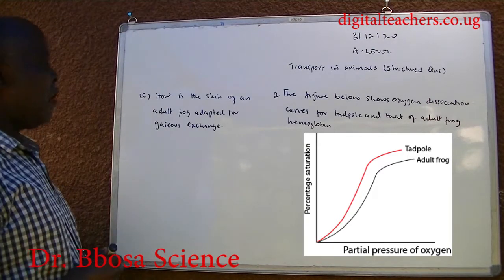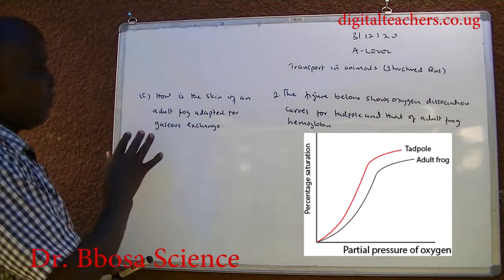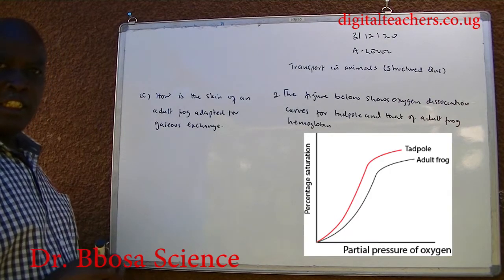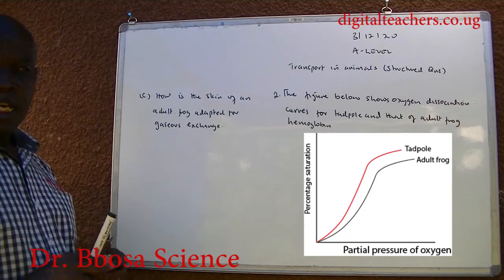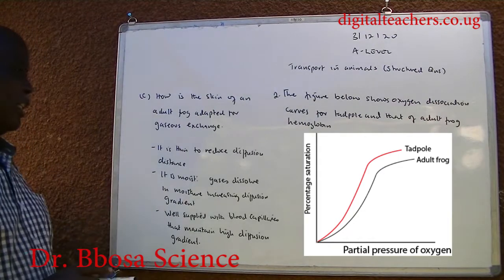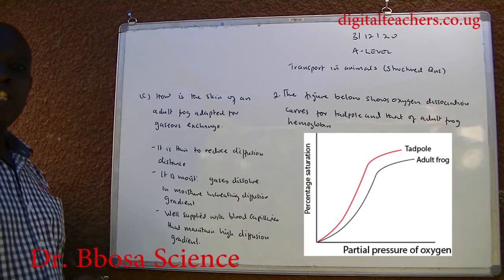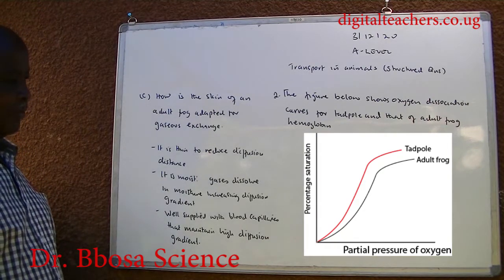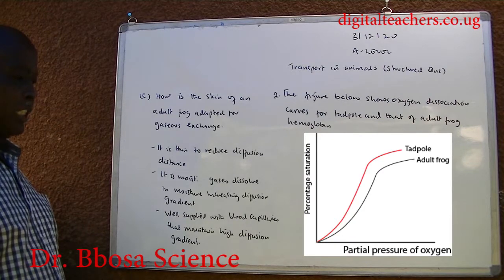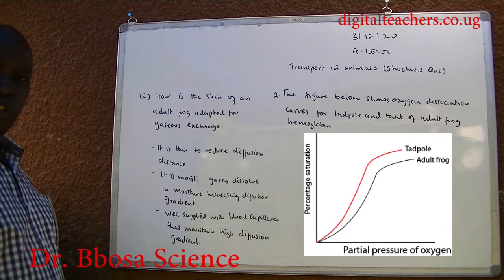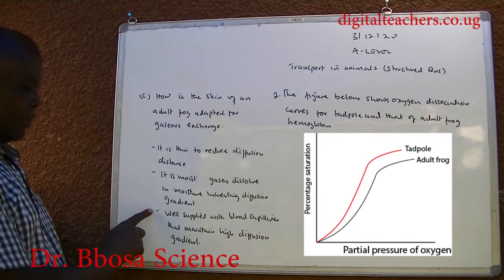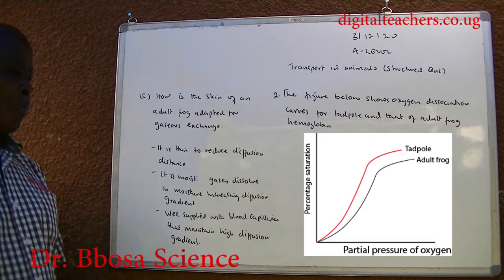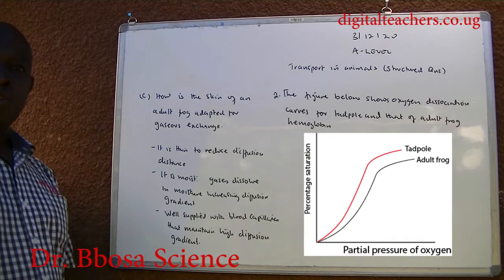C. How is the skin of an adult frog adapted for gaseous exchange? You can pause and answer. 1. It is thin to reduce diffusion distance. 2. It is moist. Gases dissolve in moisture, increasing diffusion gradient. 3. It is supplied with blood capillaries to maintain high diffusion gradient.